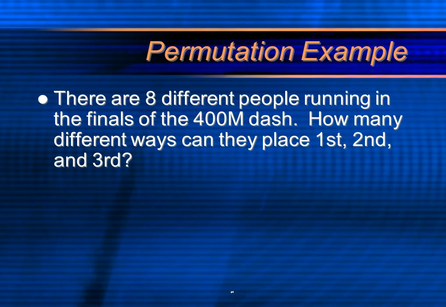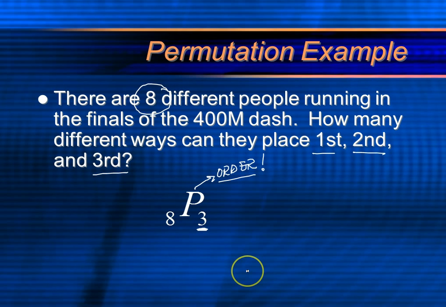Okay, so let's look at our next example. There are 8 different people running in the finals of the 400-meter dash. How many different ways can they place first, second, and third? 8 people picking how many positions? First, second, and third. So I have 8 people, and I'm picking 3 positions. How do they get first, second, and third? And how do I know it's a permutation? Because order matters. First, second, and third, there's a big difference.